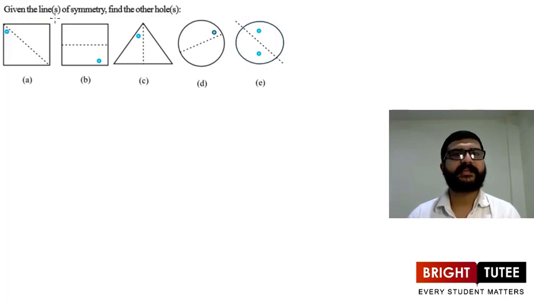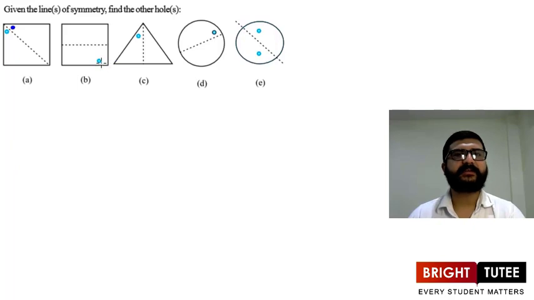Now the next question is: given the lines of symmetry, find the other holes. Here in these figures, this dotted line is the line of symmetry and a few holes are marked here. We have to mark other holes, so that this should be the line of symmetry only. Now let's see the first one. Here we have one hole here. Now the second hole should be here like this.